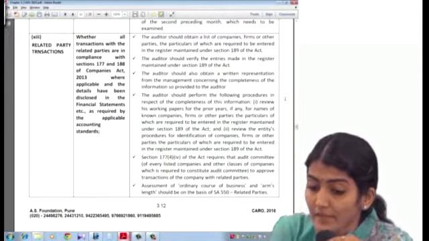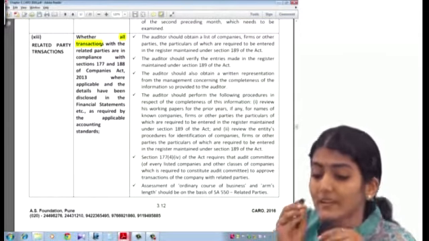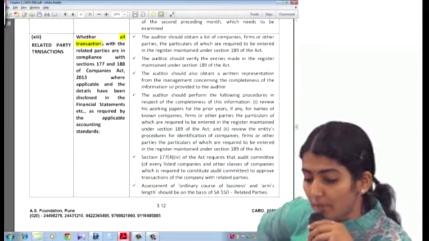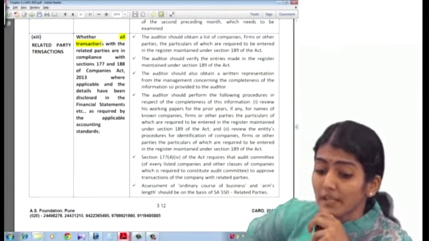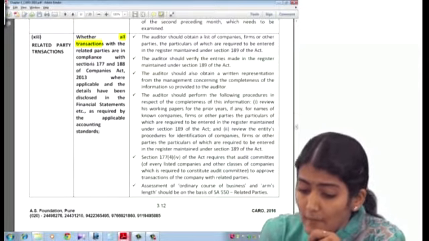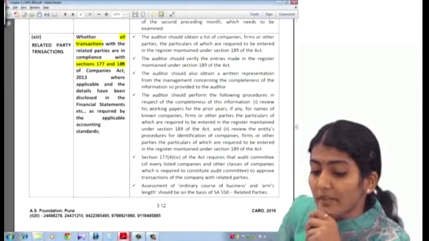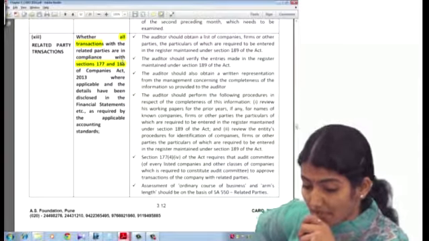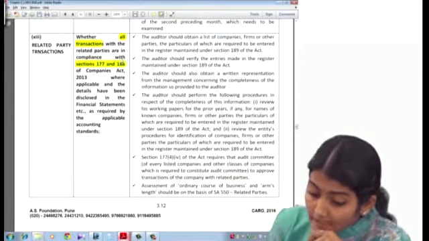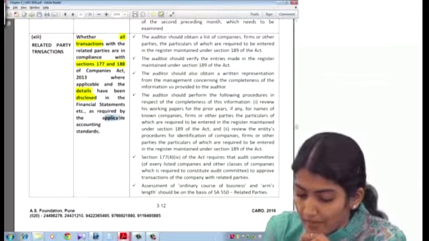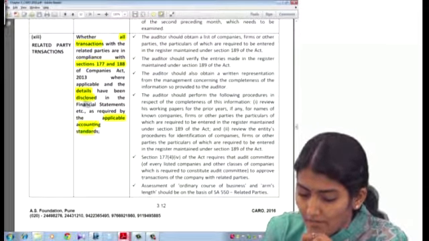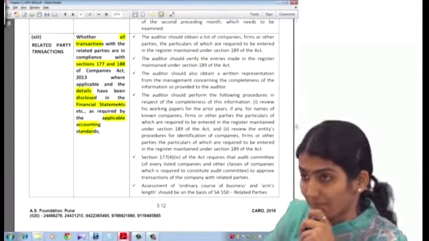Right, so what does it say? Whether all transactions with the related parties, are you seeing it in your books? Right, whether all transactions with the related parties are in compliance with section 177 and 188 of the Companies Act, where applicable, and the details have been disclosed in the financial statements as required by the applicable accounting standards, that is, AS 18.